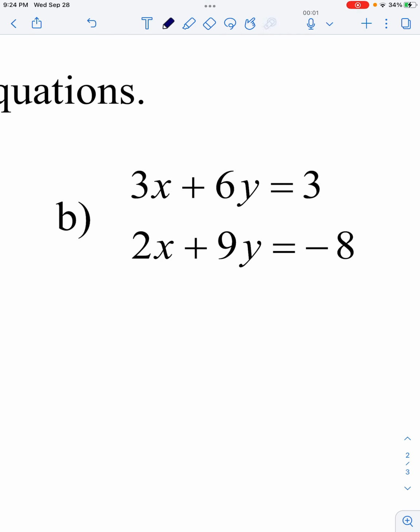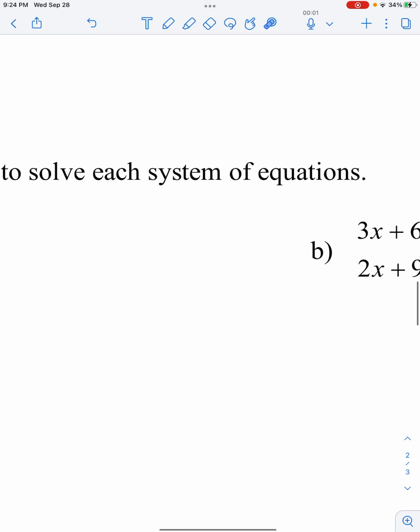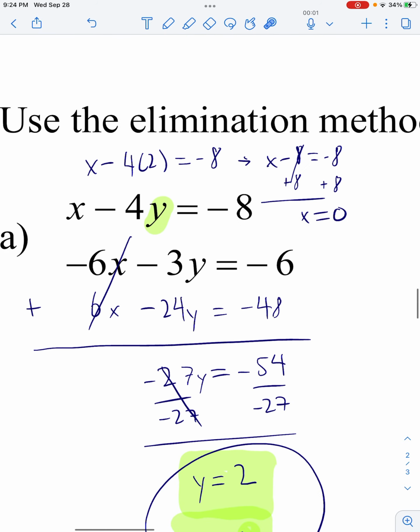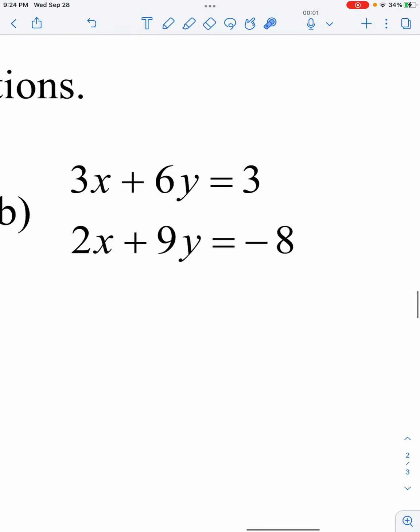I'm looking at numbers I could multiply both sides of either of these equations by, such that I could add one equation to the other to cancel out a variable. This one's not as simple. On the last problem, I only had to multiply the top equation by a number. Over here, unless I want to go into fraction land, which I don't, I need to multiply both equations by a number such that when I add the two equations together, two of the variables cancel.